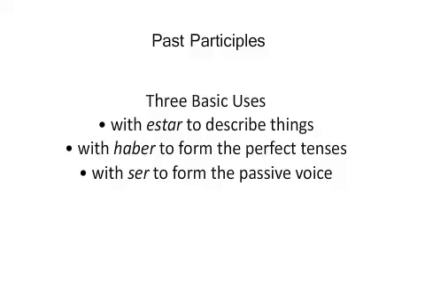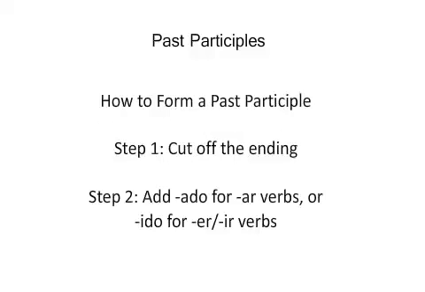Our intention in this video is just to present you with how to form past participles so that as you learn about these other things, you won't get tripped up. You'll already know what a past participle is and how you form it from a verb. There are two steps for forming a past participle. We cut the ending off of a verb, and then we add ado for AR verbs or ido for ER/IR verbs. We could think of this as three steps like we've seen before.